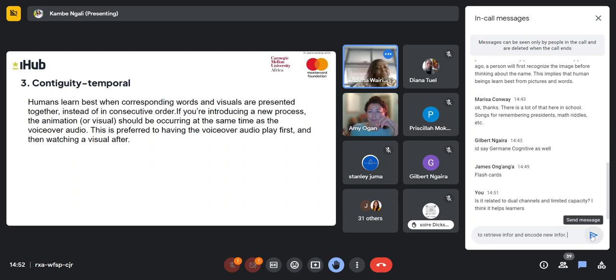Temata said they want to go third. So, temporal contiguity: humans learn best when corresponding words and visuals are presented together instead of in consecutive order. If you're introducing a new process, the animation or visual should occur at the same time as the voiceover audio. This is preferred to having the voiceover play first and then watching the visual after. Temata, I don't know if this is very relevant to what you're doing with your product, but do you want to go? Thank you for realizing that. Or whomever else is in your team on here, you guys are doing this. So explain to us about voiceovers and visuals and what you think this principle is saying, and then relate that to cognitive overload. Over to you.